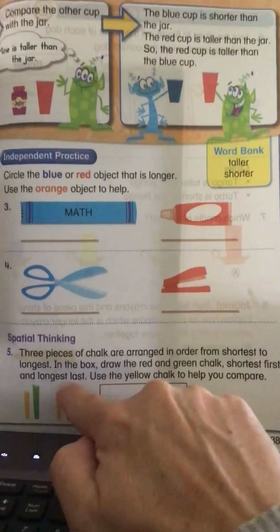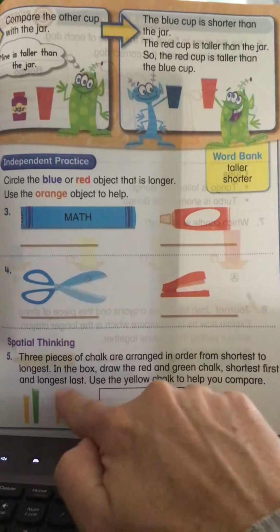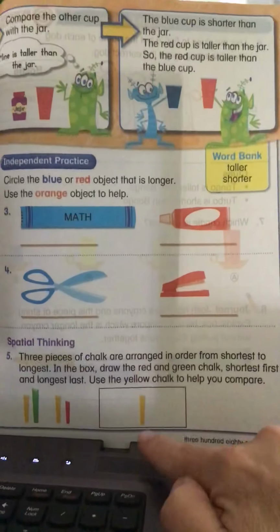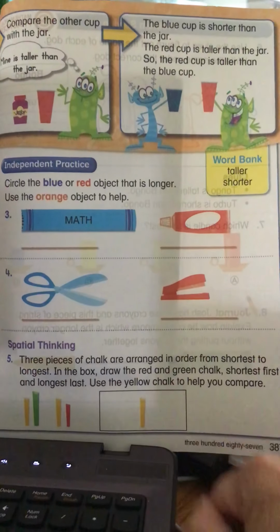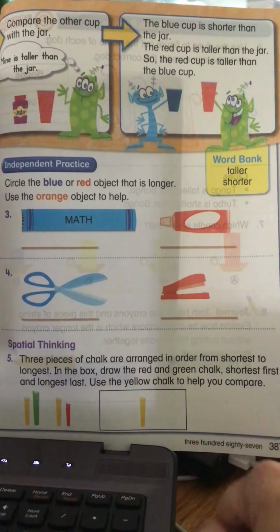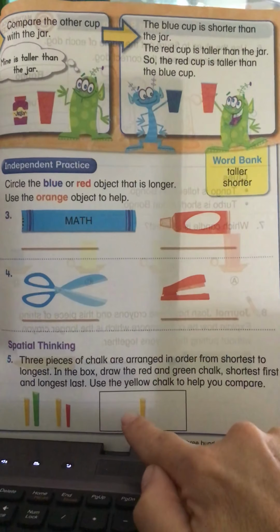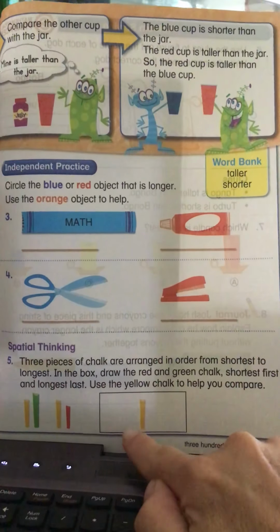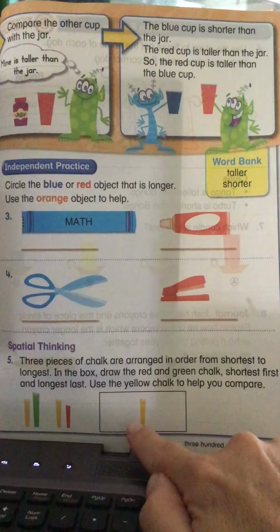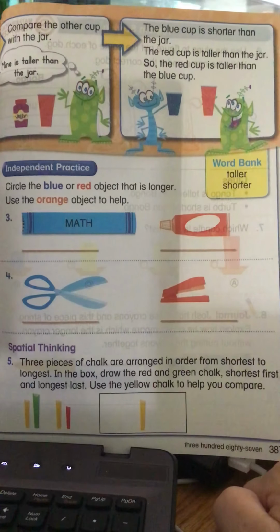So what they're showing us is that the yellow is the same in each one. The yellow is the one that's in the middle. If you have a red crayon at home, you can draw the red chalk right here in front of the yellow, but make it shorter than the yellow chalk.